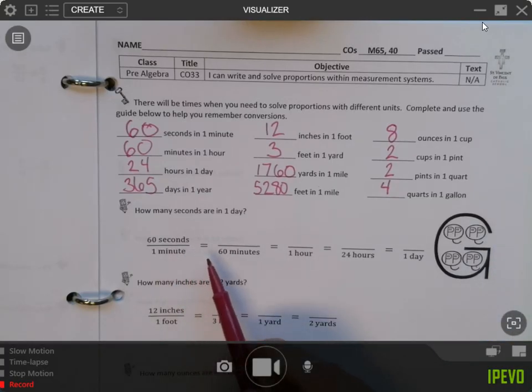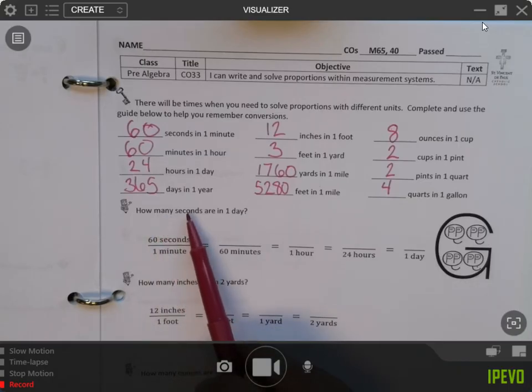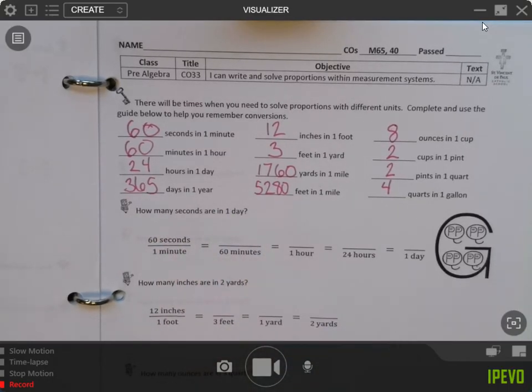We're going to see what math we do to figure out how many seconds are in one day. Because we all knew 60 seconds in 1 minute, 60 minutes in an hour, 24 hours in a day. But now we need to figure out how many seconds are in one day. I do not know that number off the top of my head. So we're going to go through the math we do to get there.